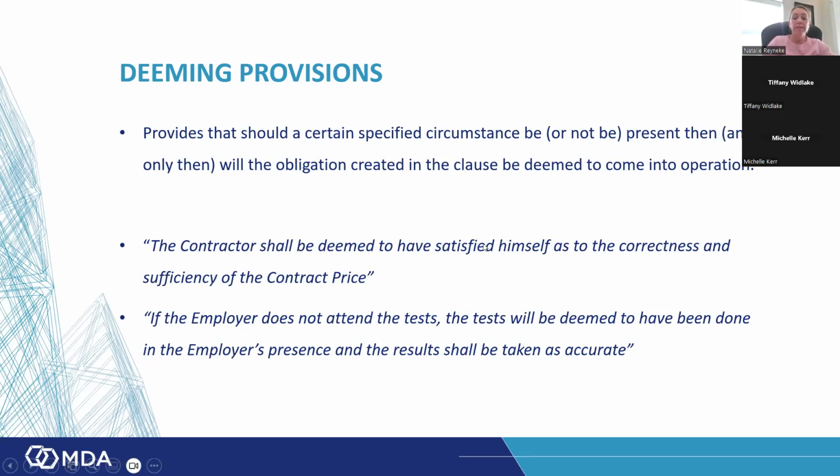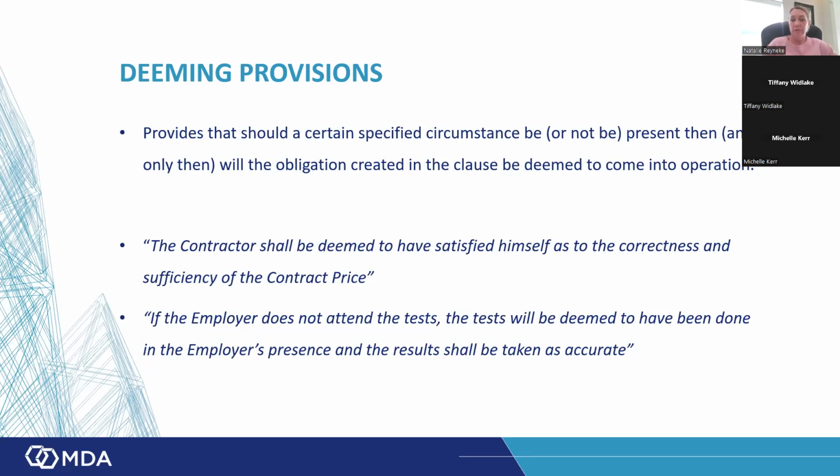The contractor shall be deemed to have satisfied himself as to the correctness and sufficiency of the contract price. You find that in your FIDIC contract, for example. That means that when he enters into the contract, it is deemed that he has satisfied himself, and he cannot then come back and say the contract price is incorrect for whatever reason.